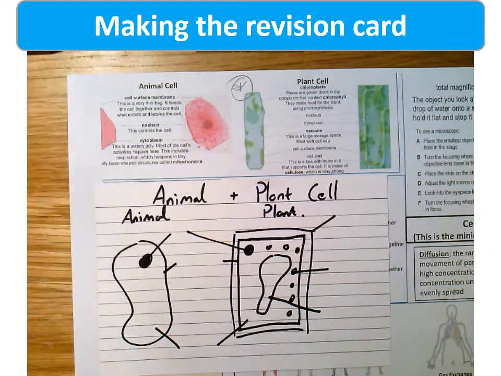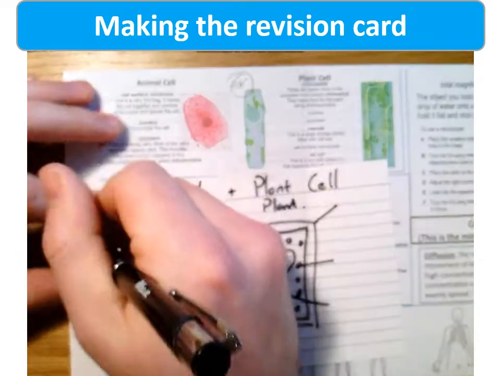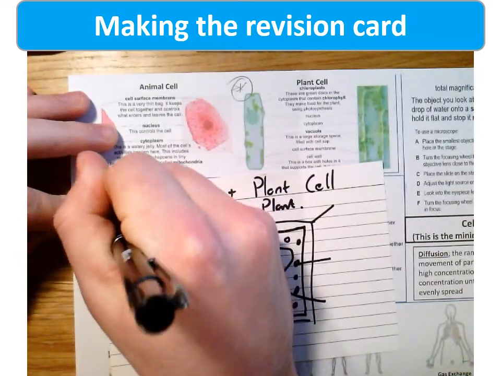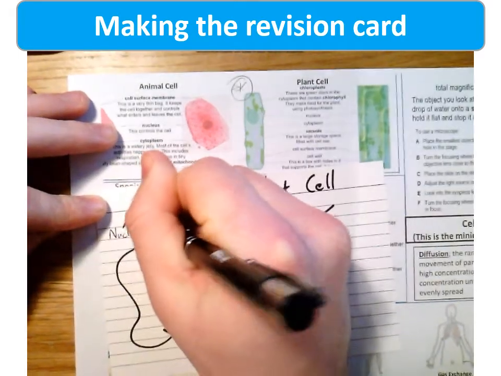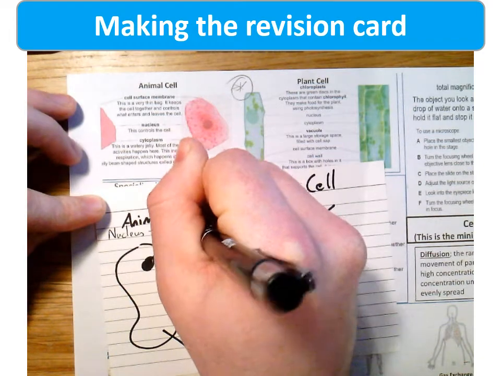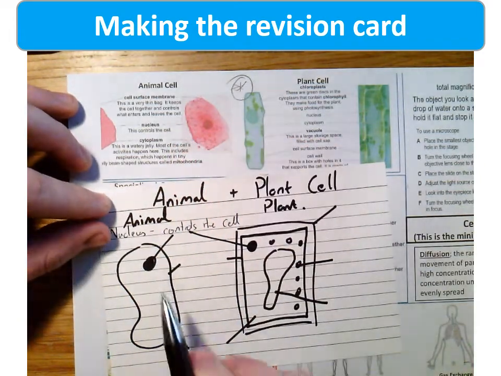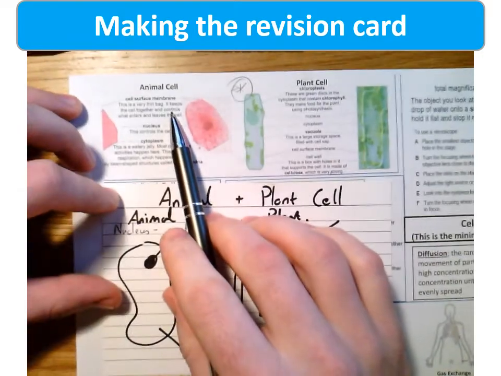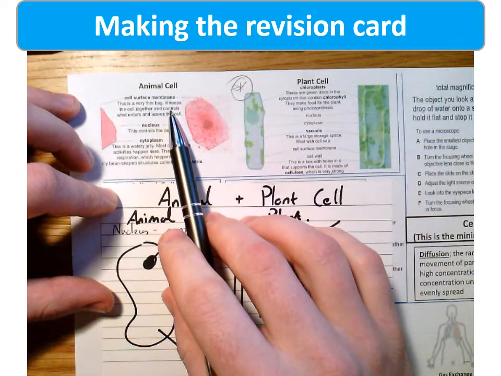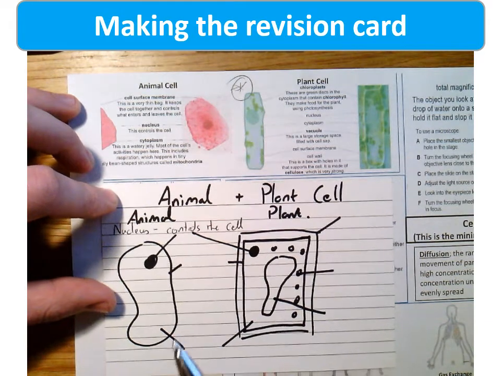So the first one that I'm going to do, I'm going to put in about the nucleus. So nucleus, and this controls the cell. That fits nicely there. The second one I've done is the cell membrane. Now what does the knowledge organizer say about this? It says it is a very thin bag. It keeps the cell together and controls what enters and leaves the cell.